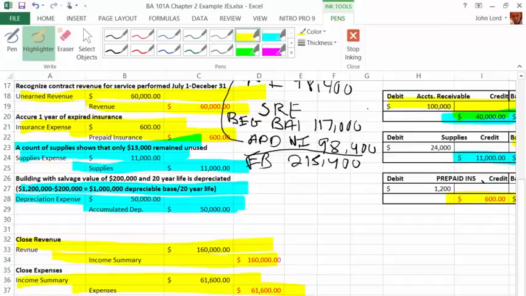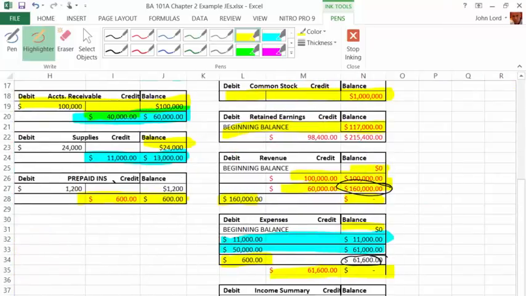I credit retained earnings. I come over here, I post. Don't you love accounting? Look at that. Income summary is now 0. My revenue accounts, my expense accounts are 0, which is where I want them at the end of each year, right? And I can credit my retained earnings for 98,400. Hey, there's that balance that Devon wrote up here for us. So now we should be able to go ahead and do our balance sheet, right?